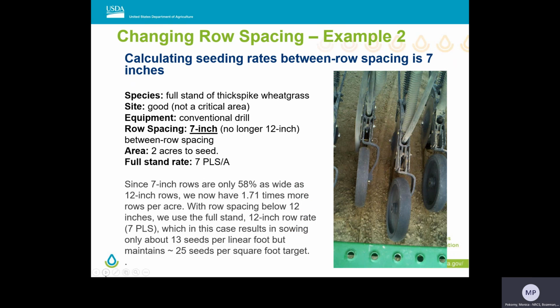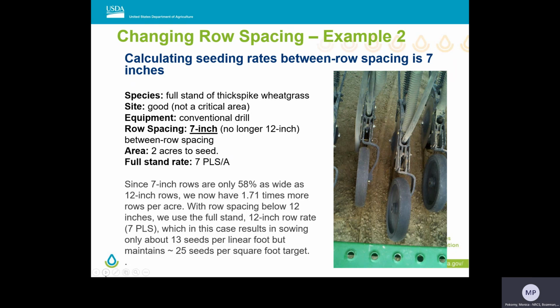Just briefly, another example on adjusting the row spacing. In this scenario, our between row spacing is only 7 inches. So now instead of having 209 rows across a square acre, like we would in our 12-inch row spacing, we now have 358 rows per acre.